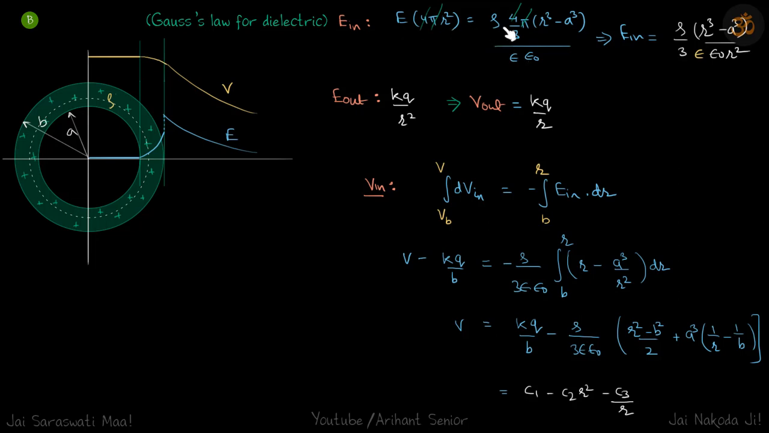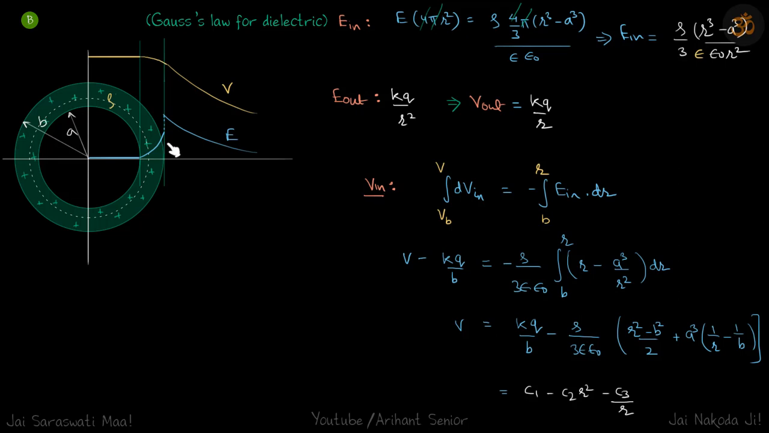So E into 4 pi r square is equal to total charge inside. So rho is a constant. So it becomes rho into volume enclosed divided by epsilon naught. This gives E in. E out is due to the total charge, so it will be directly kq by r square. I'm not calculating here this q, but you know that the value of q will be 4 by 3 pi into b cube minus a cube. So I'm not writing it because it's a constant anyway. So E out is kq by r square. This gives V out as kq by r.